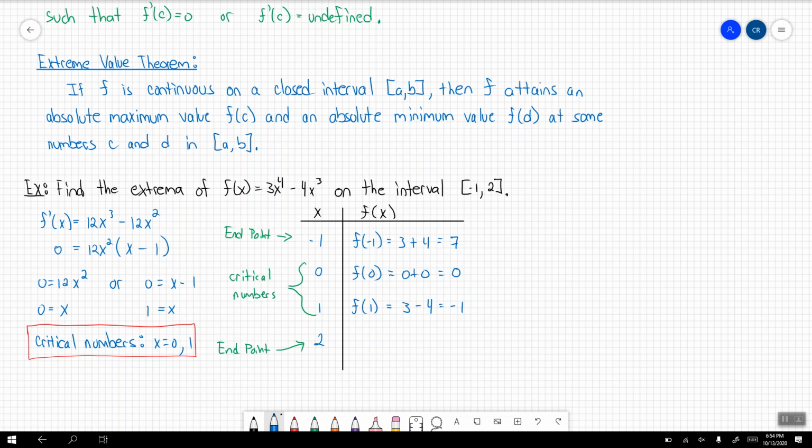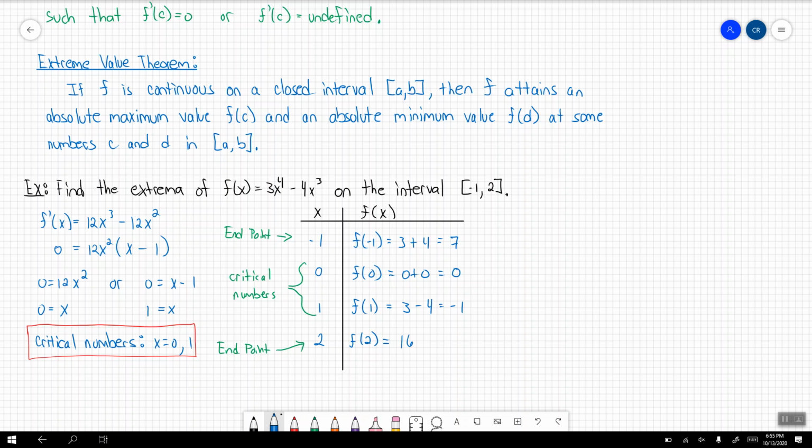And finally, substituting in the last endpoint, f of 2. 2 to the power of 4, that's going to be 16. 16 times 3 should get us 48. Then we're going to have 2 to the power of 3, which is going to be 8. And then 8 times 4 should get us 32. So 48 minus 32 should get us 16. There we are. All right, it's not looking too bad.